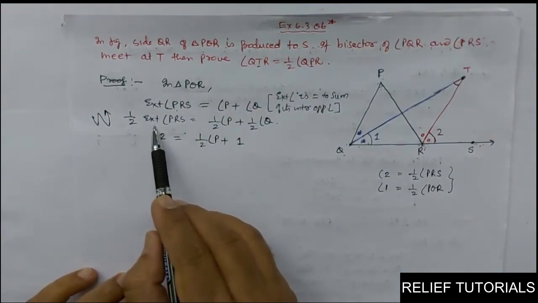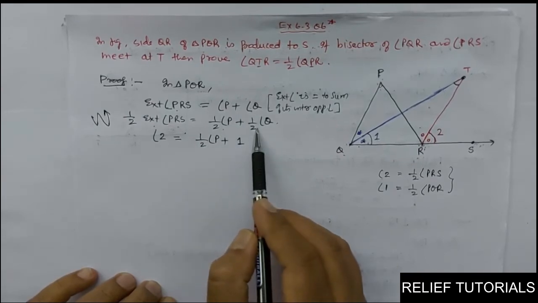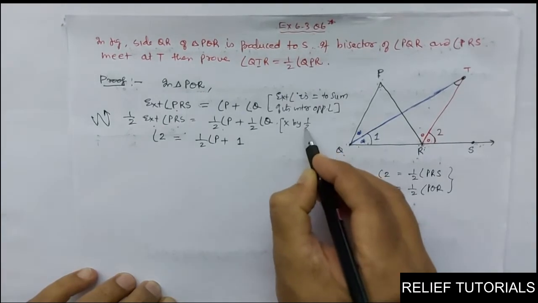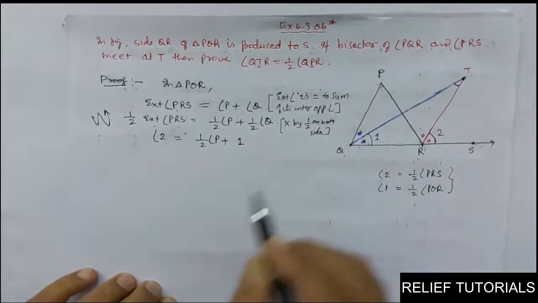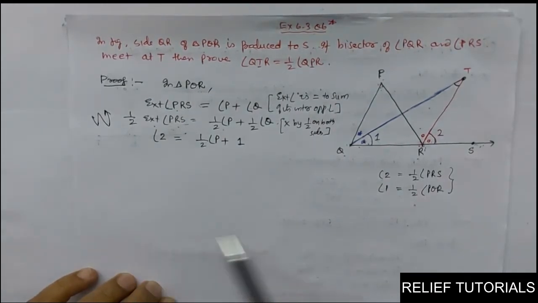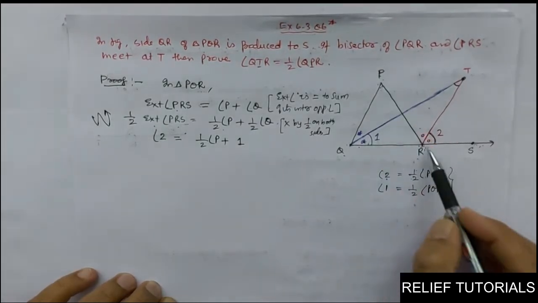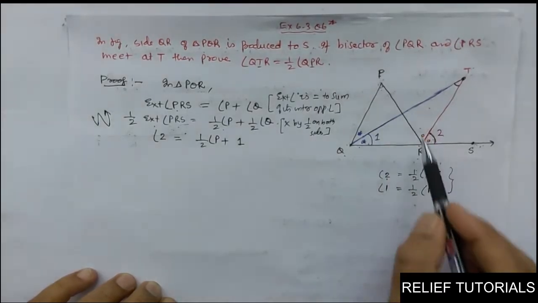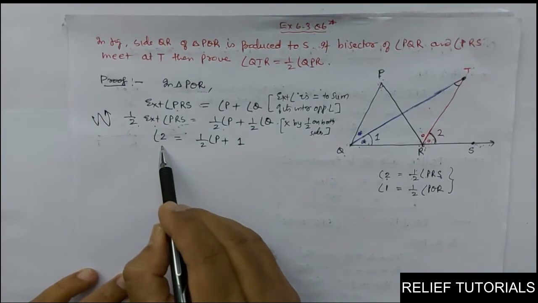So half of exterior angle PRS is equal to half of angle P plus half of angle Q. Multiply by half on both sides. Clear? So now half of exterior angle PRS is equal to angle 2. I have told you here. See these angles 2, this PRS, this is the bisector. So these two angles are equal. So 2 is equal to half of PRS. So half of exterior angle PRS is equal to angle 2.